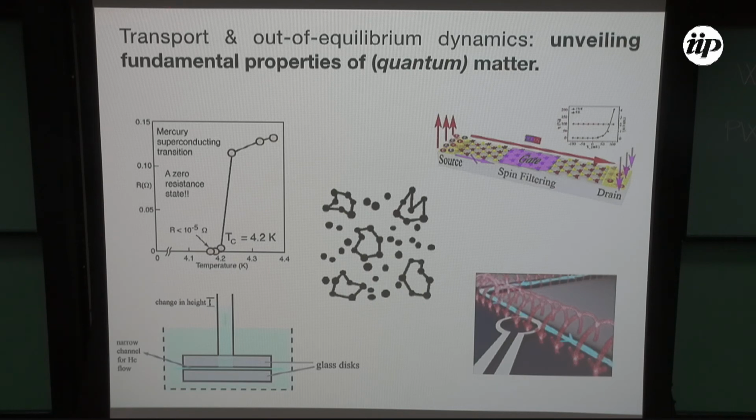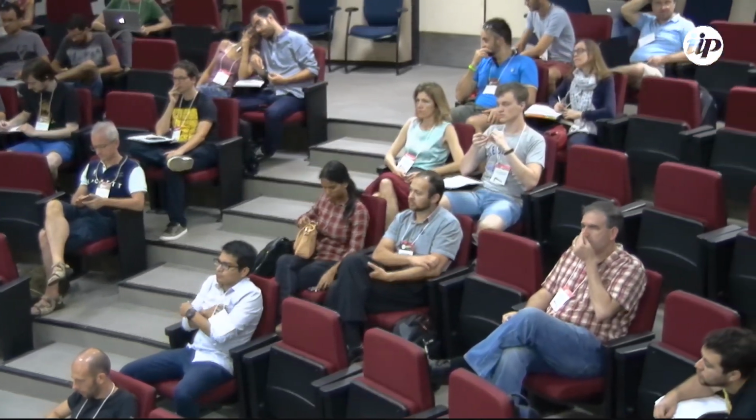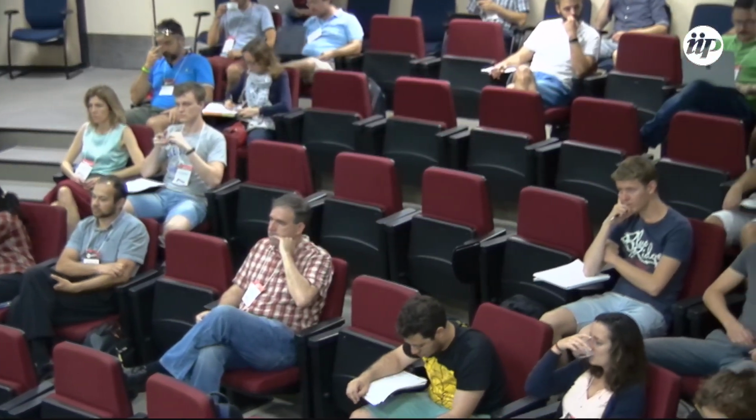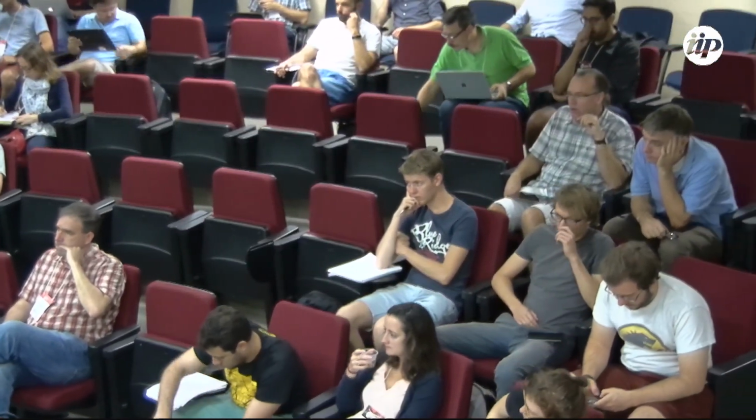So I think that transport and out-of-equilibrium dynamics is a very important tool that allows us to unveil and eventually disclose some fundamental properties of materials, okay? And for example, some phase transitions are really disclosed by studying transport properties. For example, superconductivity, superfluidity. And again, yesterday, Jora was mentioning Anderson localization.